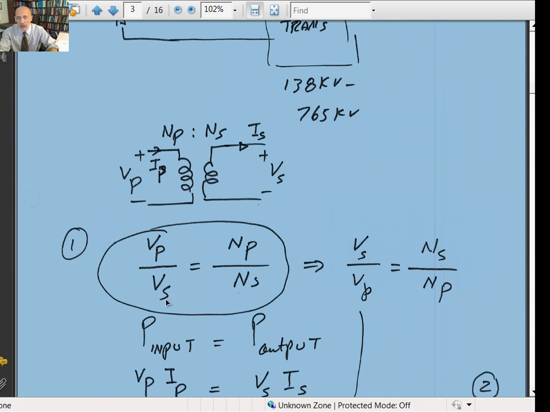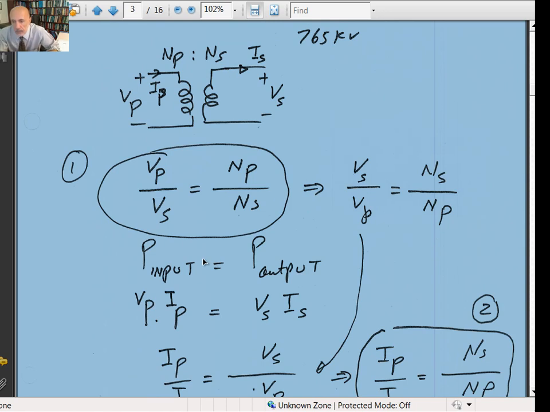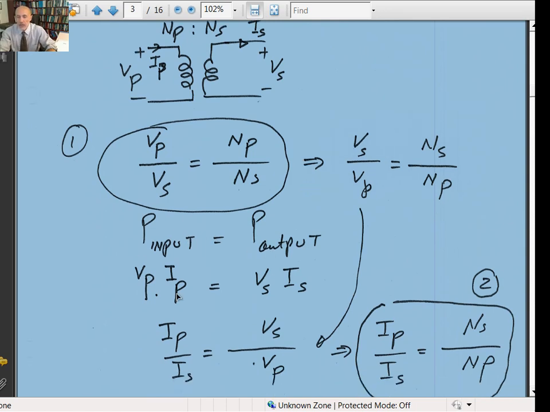Now, ideally, what you're really doing is the power that you're putting in, V sub P times I sub P, has to be equal to the power you're getting out. It's a conservation of energy, assuming there are no losses in the transformer. Again, that would be the ideal case. So ideally, the power that you're putting in, P input, has to be equal to P output. Well, I'm sure you all remember that the power is V sub P times I sub P, just looking at instantaneous power, and that would be V sub S times I sub S.